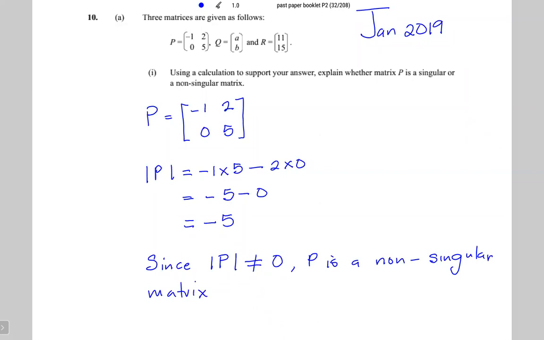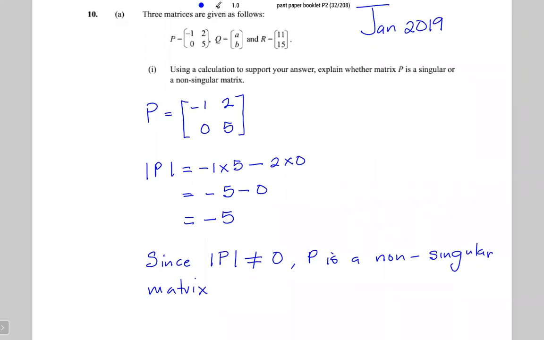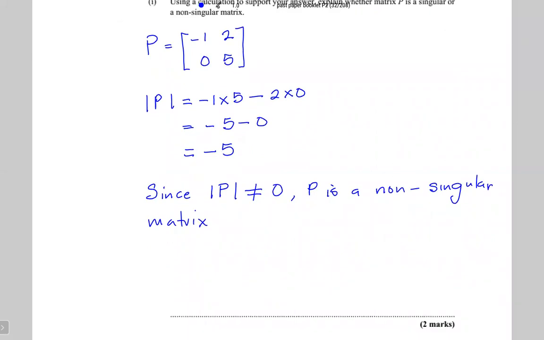It's that simple. It says, using a calculation to support your answer, explain why matrix P is a singular or non-singular matrix. The way it works is this. If a matrix is singular, its determinant is equal to 0. If the determinant is not 0, the matrix is non-singular. In this question, the determinant of P is minus 5. Therefore, P is a non-singular matrix. All right, so if you did that, you're good for 2 marks.